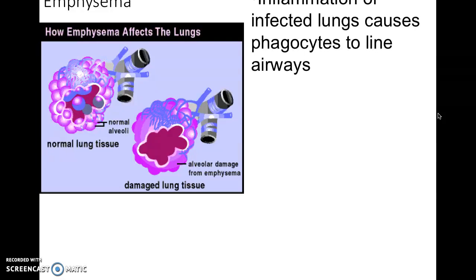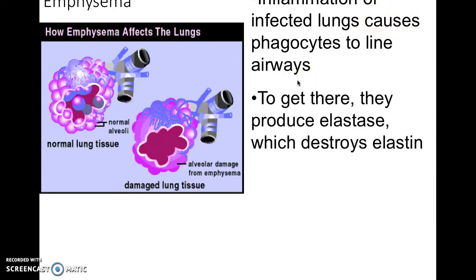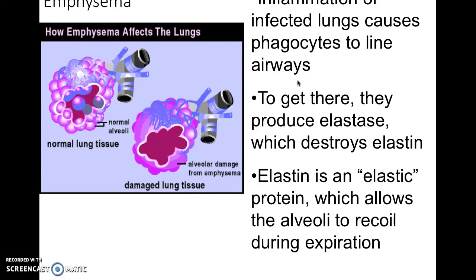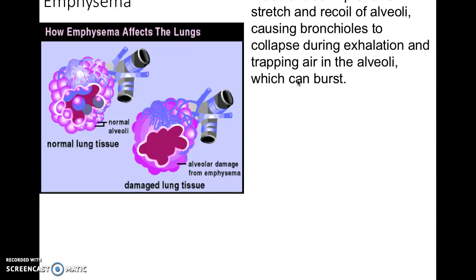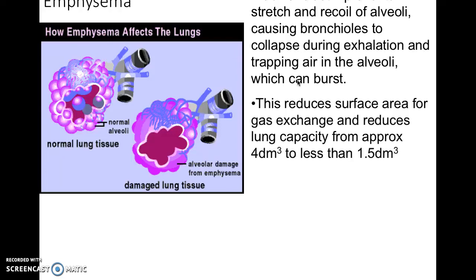Emphysema. So emphysema is the inflammation of infected lungs that cause phagocytes to line the airways. To get there, they have to produce elastase, which is going to destroy elastin. Elastin is an elastic protein, which allows the alveoli to recoil during expiration. The lack of elastin is actually going to prevent the stretching and the recoiling of the alveoli, which is causing the bronchioles to collapse during exhalation and trap air in the alveoli, which can burst.